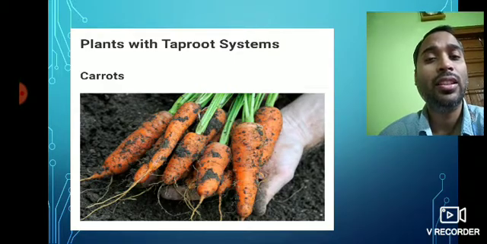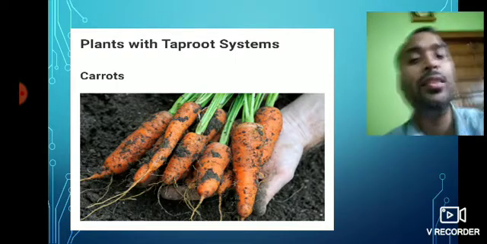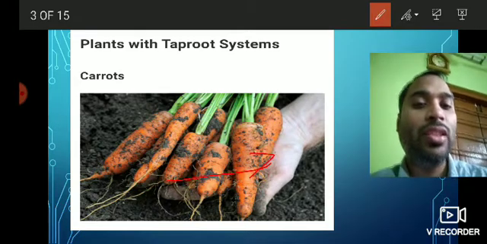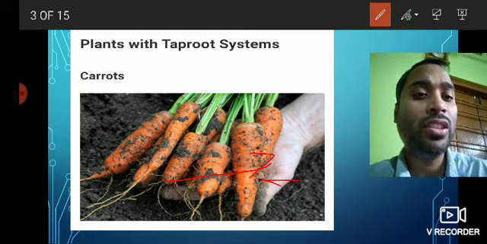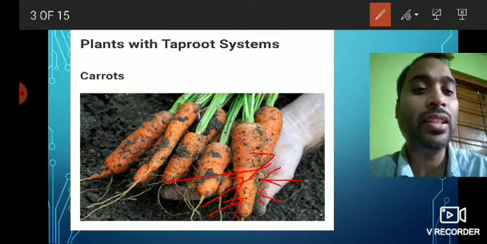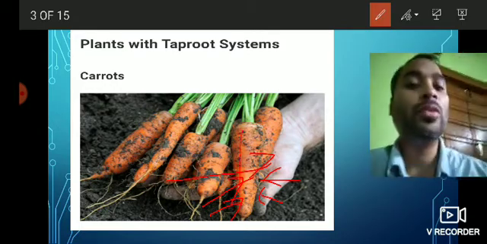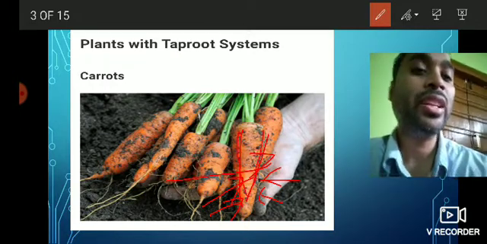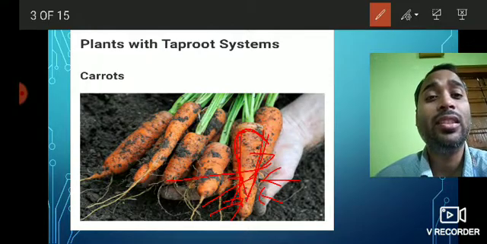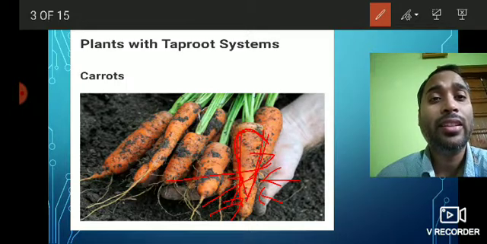So this is an example of a taproot system. Now this is a carrot, and as we can see here we have a main root, which is also accompanied by some lateral roots arising out of this main root. So these are hairy structures. These are actually lateral roots that grow sideways, and this is the main root. Now this part which we eat is actually the main root of the carrot plant. So this is an example of a taproot system.